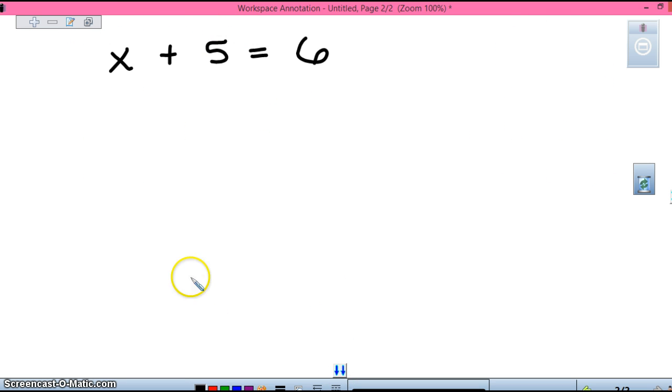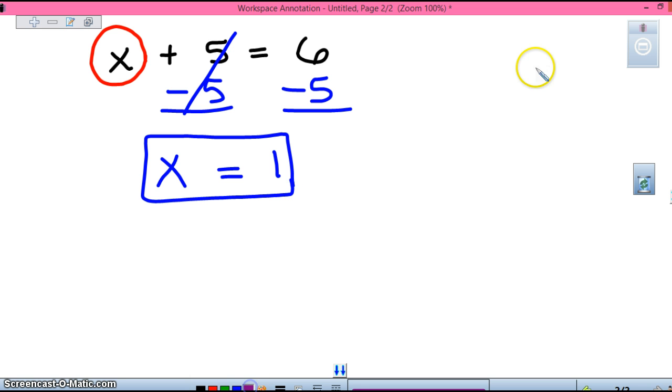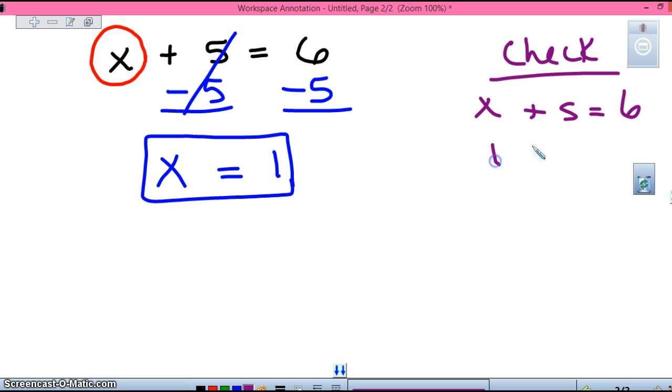So we have to solve x plus 5 equals 6. Again, we want x by itself. The inverse operation of plus 5 is minus 5. What you do to one side, you do to the other. So x equals 1. Can we check? X plus 5 equals 6. 1 plus 5 equals 6. 6 equals 6.